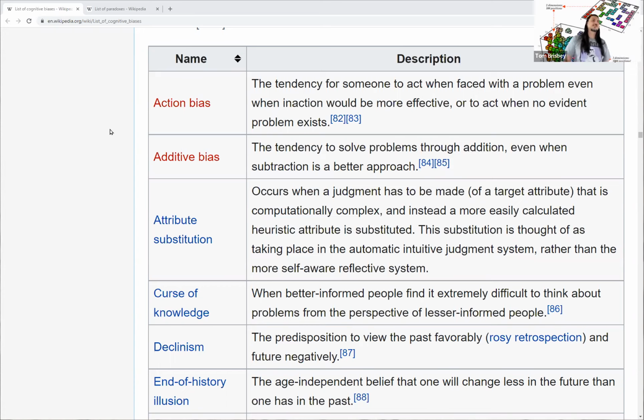Additive bias, tendency to solve problems through addition, even when subtraction is a better approach. Yeah, here's a silly one. How do you solve the problem of lynching through additive bias? What do you add to that to make it better? You can't. It's rotten to the core, man. You can't. Now subtract it. You can't add to that and get a result that makes sense.